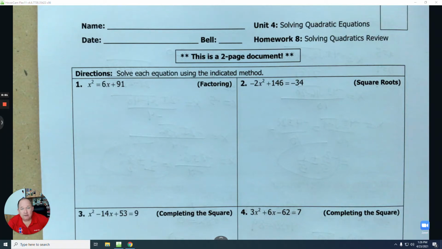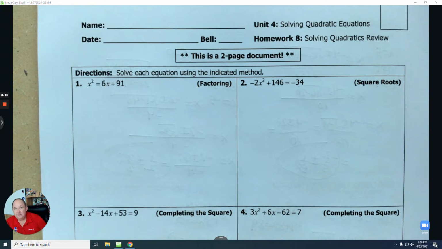This is your homework for solving quadratic equations, the review. Let's do it together. The best is if you try it first and then press play. You know that. Try your best. If you need my support, this is what it's here for.